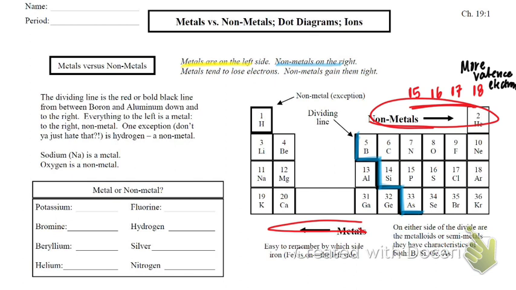All right, this bold line, I've highlighted it blue here, is the dividing line. So it kind of stair steps down, starting with boron and aluminum, and then stair stepping down. Everything to the left of that is a metal, except, of course, there's always somebody who messes it up. Hydrogen is not a metal. It's a gas. But it does live all the way on the left there, so that is the only exception here.